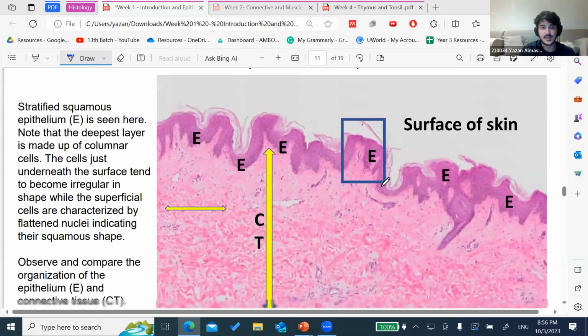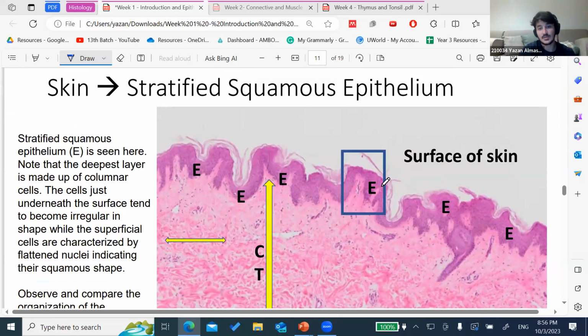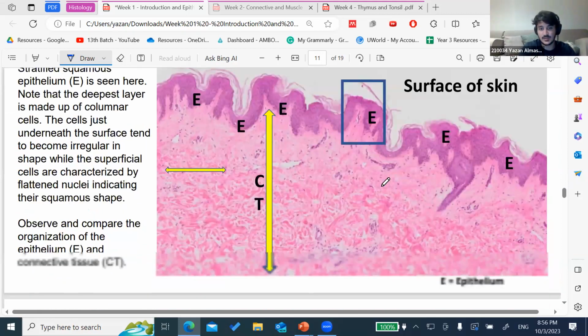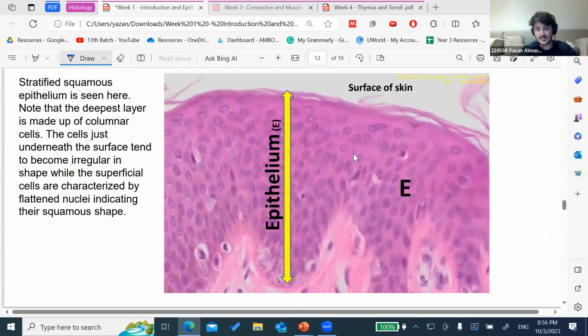Then we have the stratified squamous epithelium. Now, the stratified squamous epithelium, where do you find it? We find it on the skin. Why do we need stratified squamous epithelium? It's like a protection, to not allow things in. That's why it's stratified. So what we can see is multiple layers of epithelium, and the top one is made from squamous epithelium.